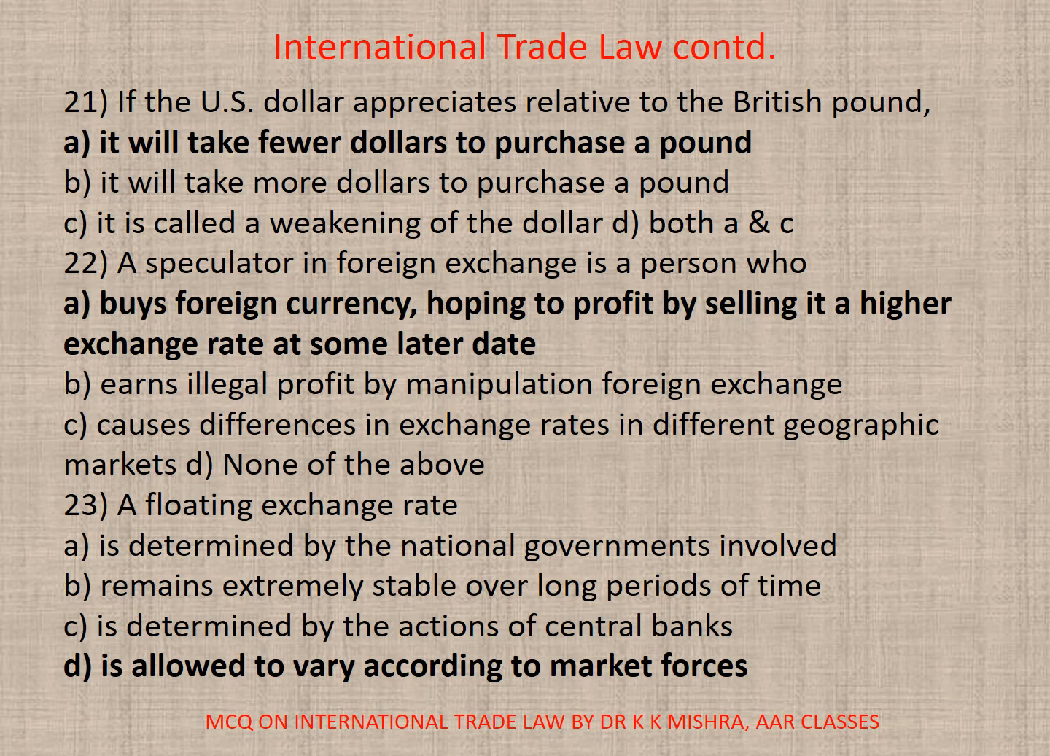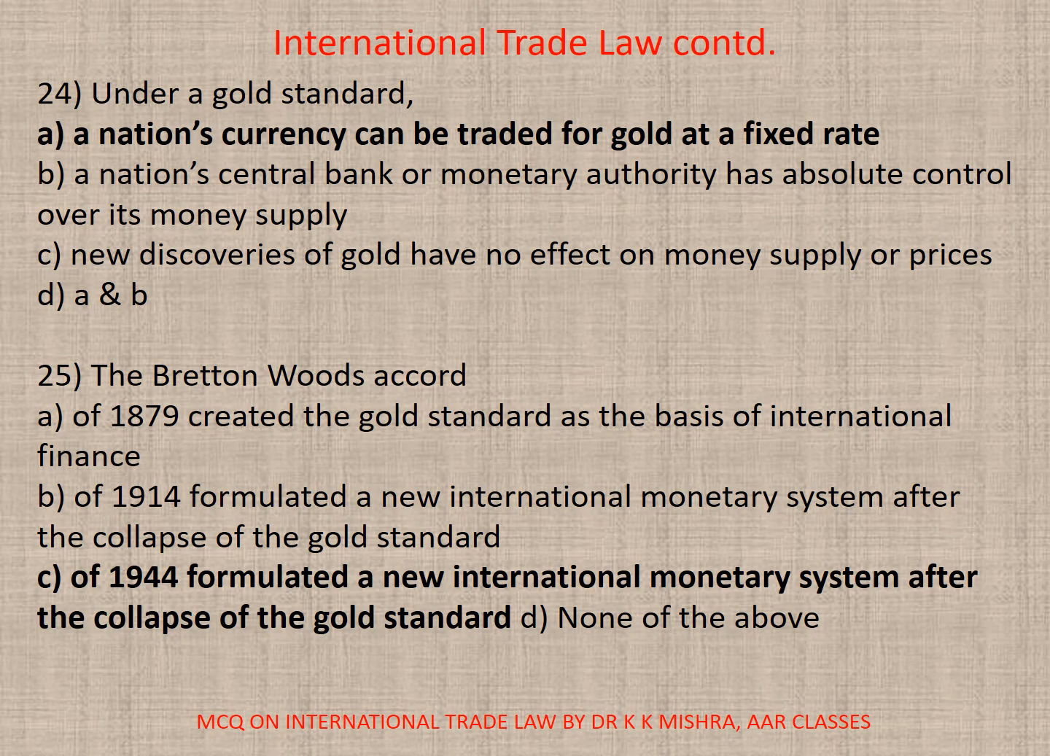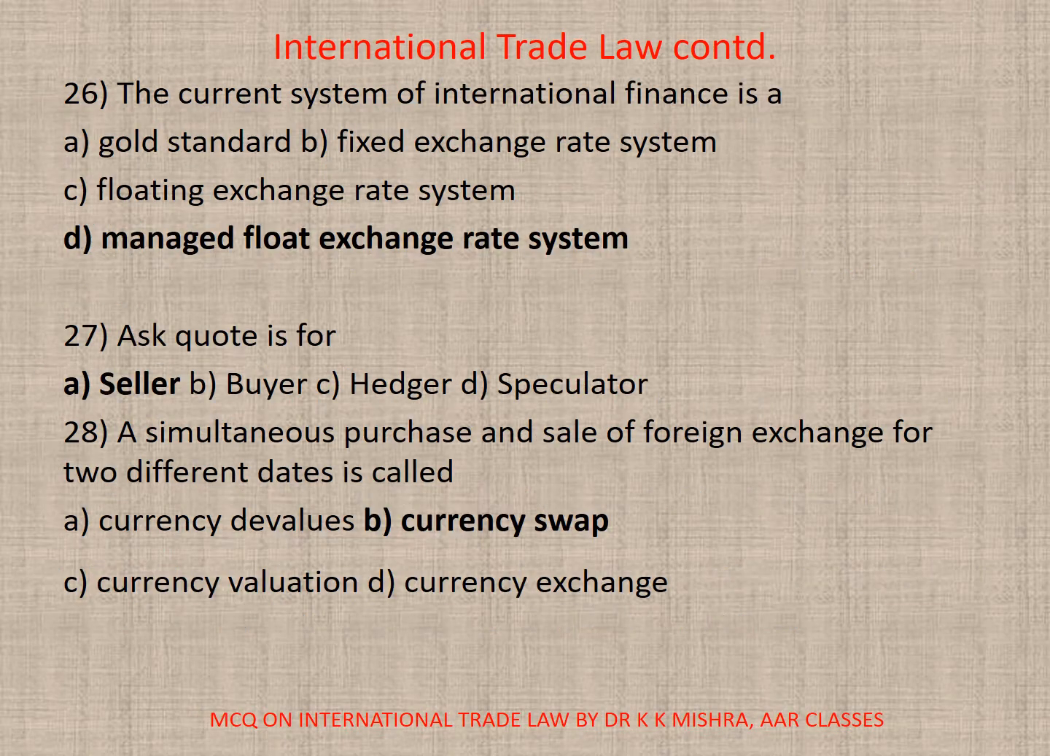22. A speculator in foreign exchange is a person who, correct option is A, buys foreign currency hoping to profit by selling it at a higher exchange rate at some later date. 23. A floating exchange rate, correct option is D, is allowed to vary according to market forces. 24. Under a gold standard, correct option is A, a nation's currency can be traded for gold at a fixed rate.